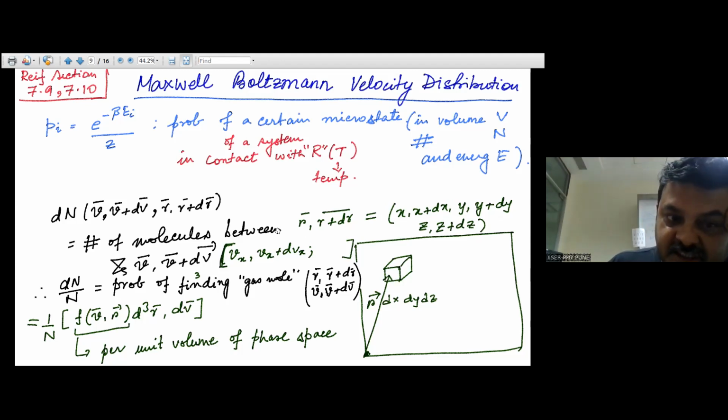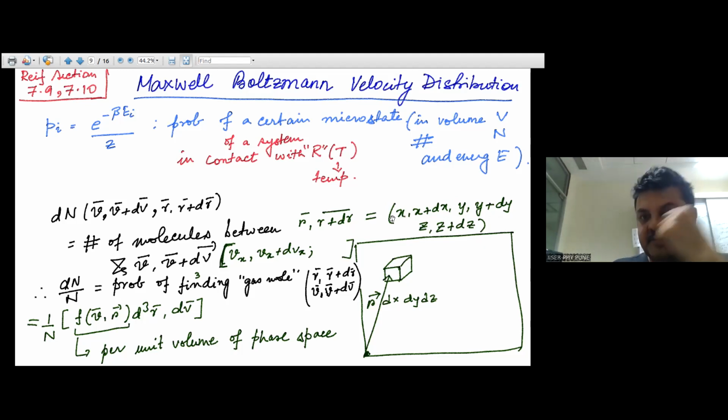So it is the number of molecules located between r vector and r plus dr vector, where x varies from x to x plus dx, y varies from y to y plus dy, z varies from z to z plus dz. So thereby you get a cube.